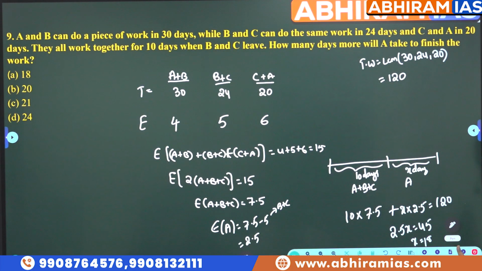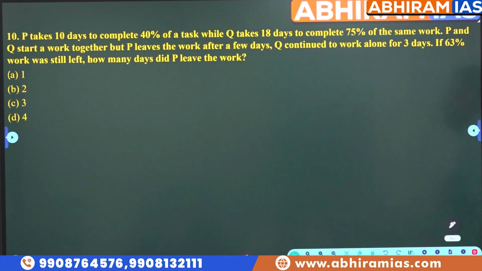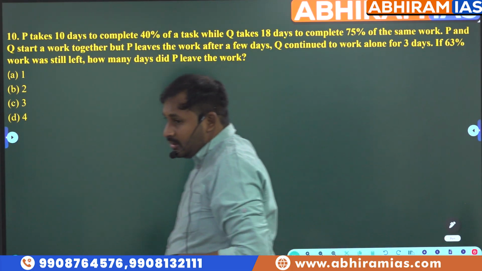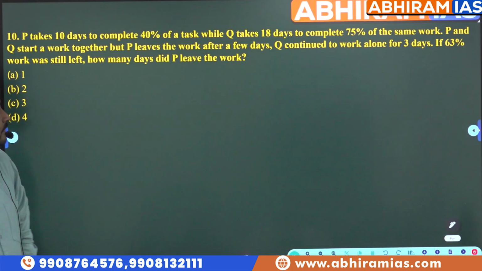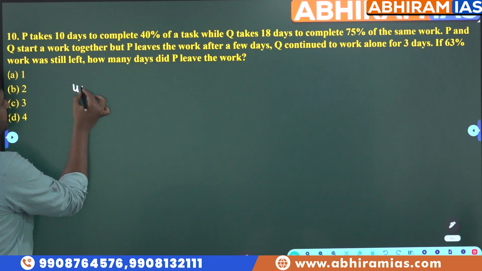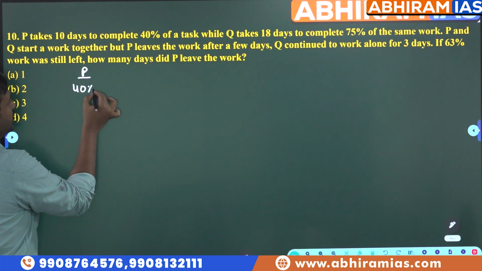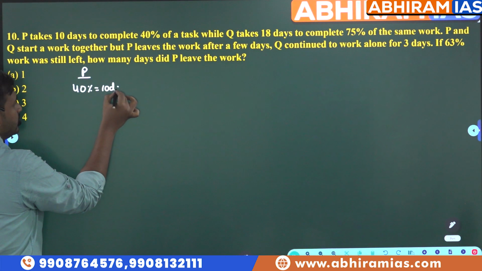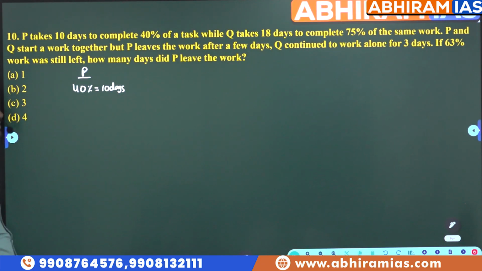Right? We will go see the next one. Now one more question. P takes 10 days to complete 40% of a task. అంటే 40%, 10 days. అంతే కదా మనకి ఇచ్చింది. 40% 10 days.